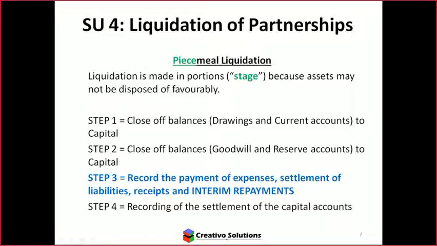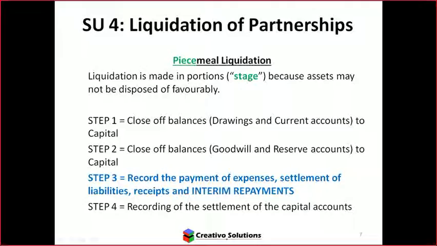I'm going to be continuing where we left off last week in the notes in terms of the theory. We've got two slides here covering a piecemeal liquidation. Before we start with a piecemeal liquidation, do you remember the two types of liquidations we have? Yeah, it was piecemeal and it was... I can't remember. I have to go back to the notes. It's fine. Simultaneous. Simultaneous, that's right.